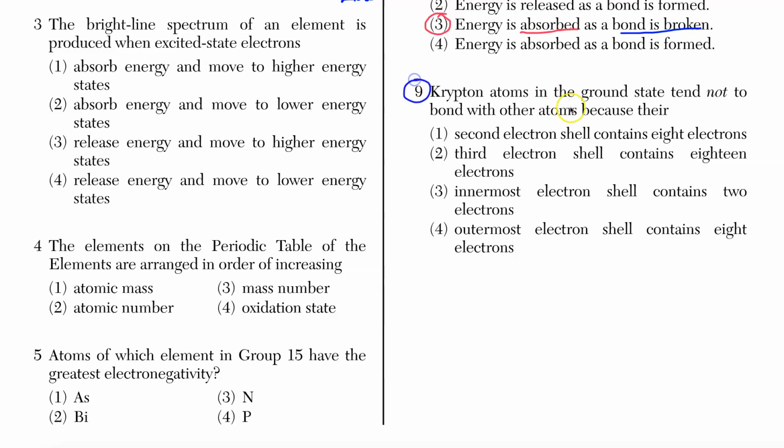Number 9, krypton atoms in the ground state. That means where the electrons are originally in their lowest position. They're not jumping away, right? They're in their lowest energy position. 2 electrons fill the first shell before you put 8 in the second, so they're going in order. Tend not to bond with other atoms. So they're talking about krypton atoms in the ground state tending not to bond with other atoms. You should understand that krypton, which is Kr, and if you needed to find that out, you can go to table S, is a noble gas.